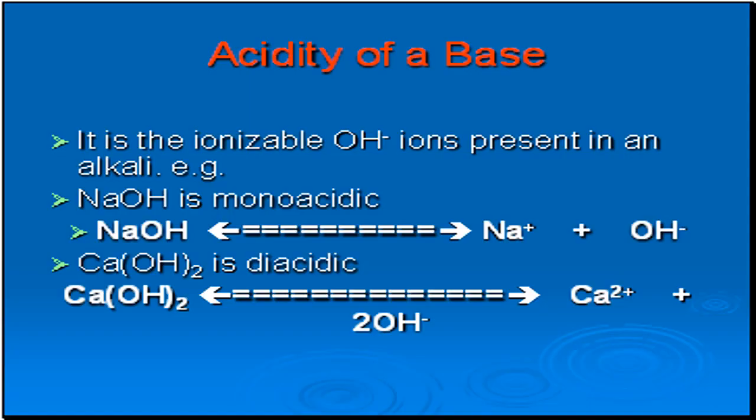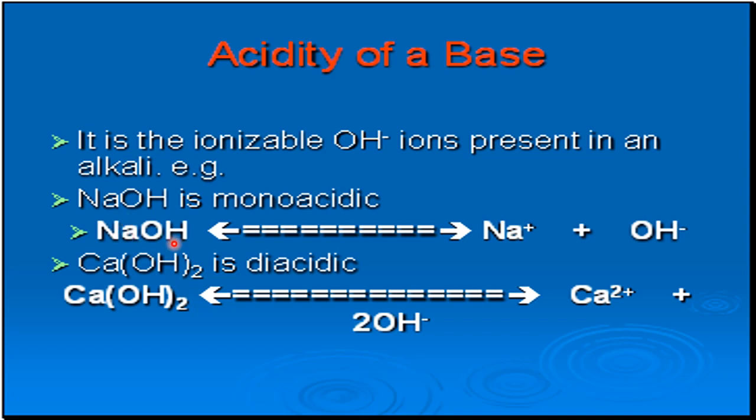Okay, right. Now this is what we learnt till now. Till now we learnt polybasic acid. Now we are learning polyacidic base. So how much OH minus it gives? Accordingly, it is called as mono acidic base, diacidic base, triacidic base.